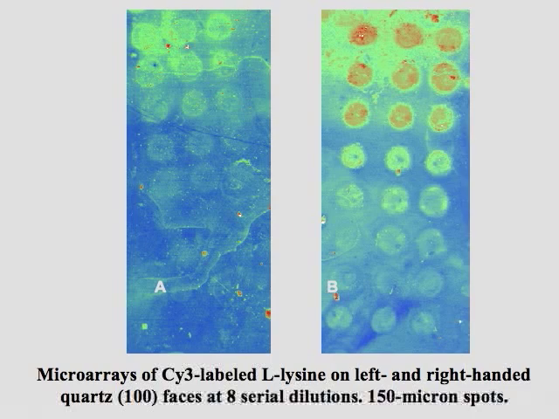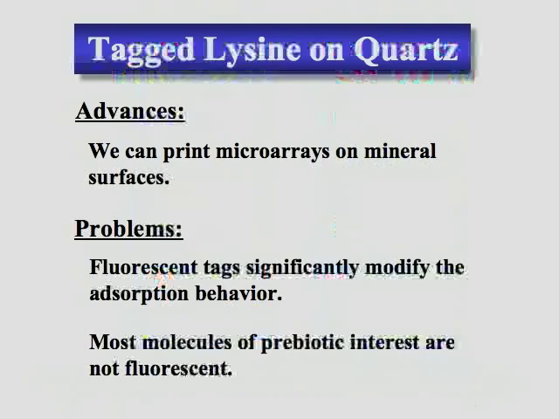This is quartz, a left-handed and right-handed quartz, looking at a fluorescently labeled L-lysine. And what you'll notice is that the L-lysine sticks much more strongly to the right-handed surface than the left-handed surface in these experiments, which is interesting, which is fun, and which is absolutely irrelevant to the origin of life, because even though we can print these microarrays, these are fluorescent tags that are themselves big molecules, sort of stuck onto this small molecule. And so what you're seeing sticking on the quartz surface is not left or right-handed lysine, it's left or right-handed lysine with this great big thing sticking on the side, and that's really what's interacting with the surface. So proof of concept is great, but it doesn't relate to origin of life at all.